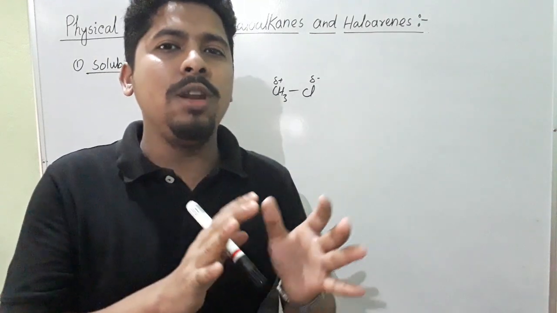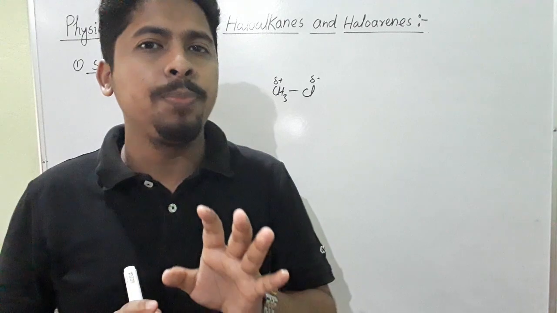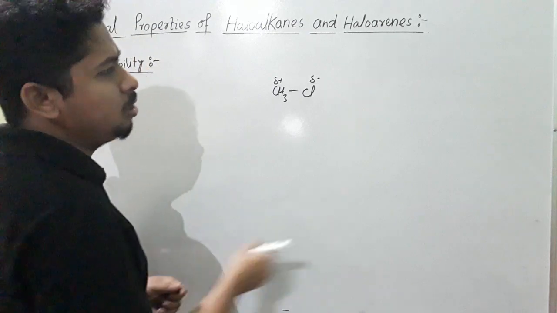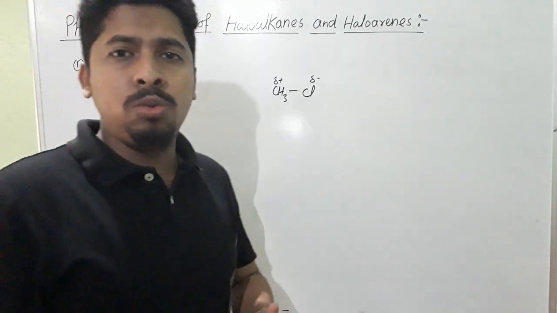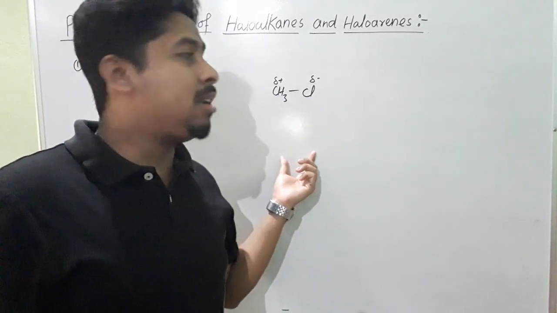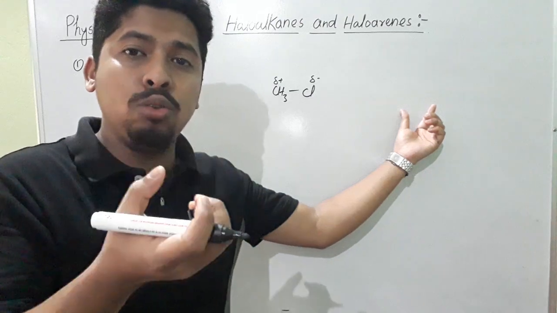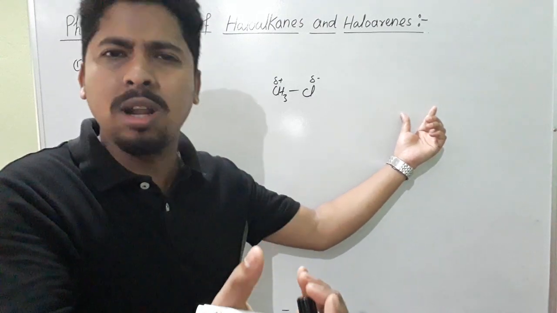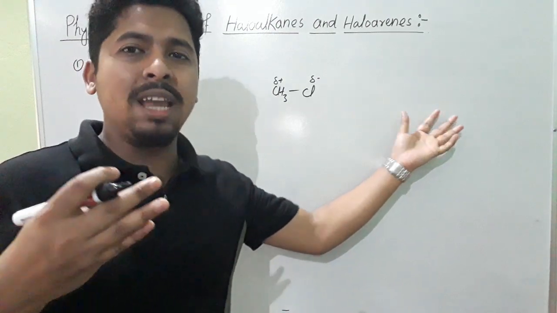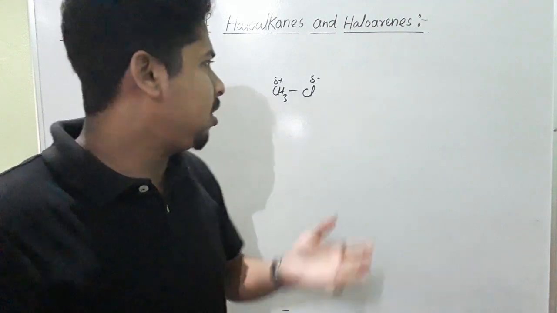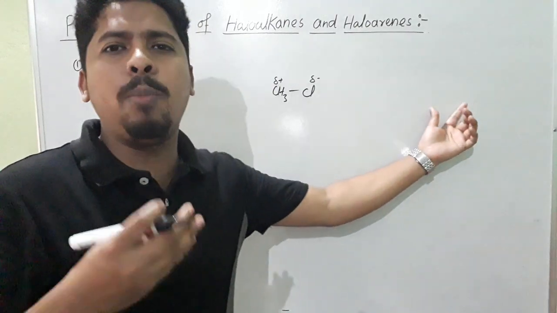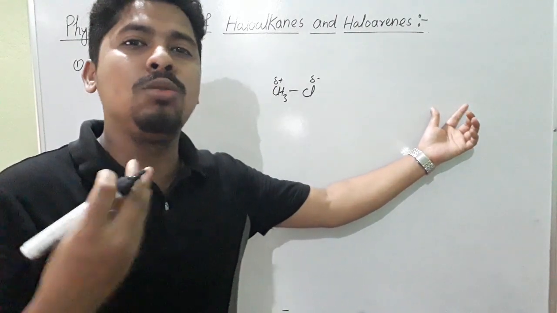But these haloalkanes and haloarenes are insoluble in water. Now the question comes, why are they insoluble in water? Because the magnitude of intermolecular force of attraction in haloalkanes and haloarenes does not match the magnitude of intermolecular force of attraction in water molecules. If their magnitude matched, they could break the bonds present in water molecules. But because of the lower magnitude of intermolecular force of attraction in haloalkanes and haloarenes, they cannot break the bonds present in water molecules. That's why they are insoluble in water.